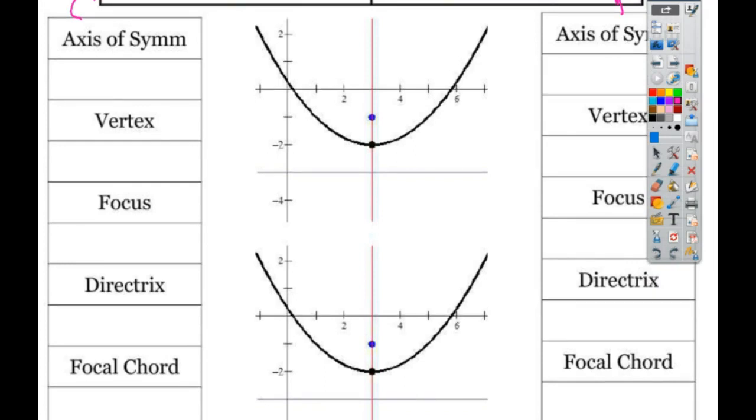Okay, so for the up and down, the vertex is (h, k). The axis of symmetry always comes from the x variable. Okay, the focus, which I'll explain in a second, is (h, k plus p). And the directrix is y equals k minus p. And the focal chord is the absolute value of 4p.